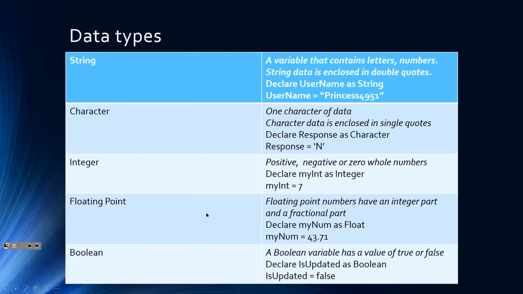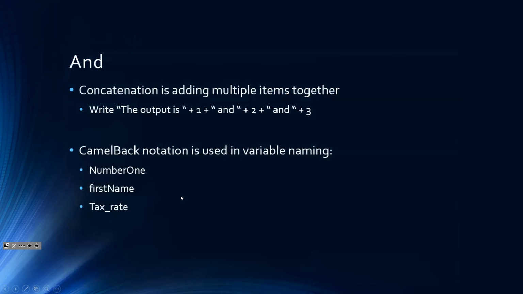Now the integer data type is a number, but it's a number without a decimal part. So an integer can only be a whole number. Conversely, a floating point is a number that has a decimal part. So here, 43.71 would be a floating point type of data. And Boolean is something that's either true or false. Sometimes we need that in our code.